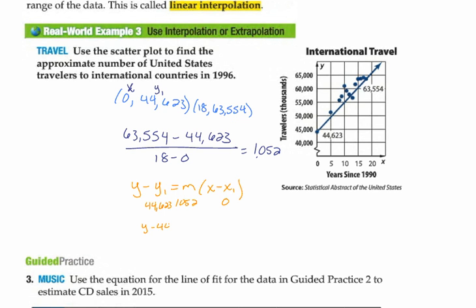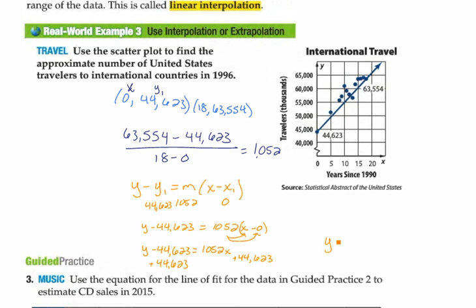So I have y minus 44,623 equals my 1,052 travelers per year. But look at this, 1,052 and distributing that through here. Actually, let's do one extra step here just to make this nice and pretty. I know it's a lot of rewriting, but that way we go through all the steps. 1,052 travelers per year. Year 0, though, I'm going to say that that's 0 right there, which means all I have to do is add over this, and I have my equation.